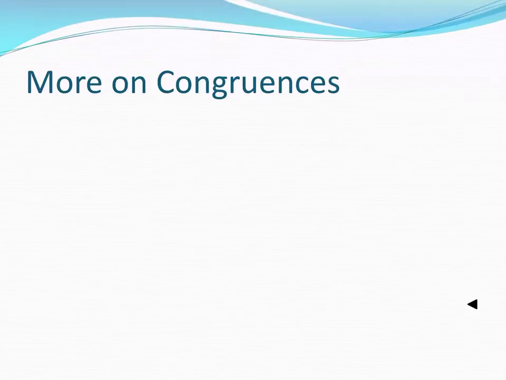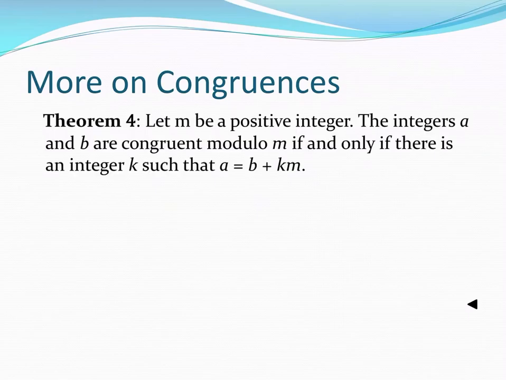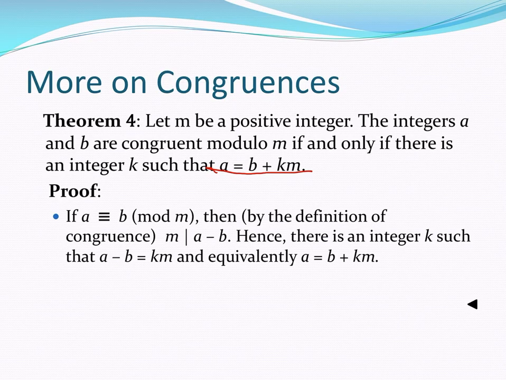We are in Rosen, Discrete Mathematics and its Applications, section 4.1. We are talking about Theorem 4, which states that if you have integers a and b, they are congruent modulo m if and only if there is an integer k such that a is equal to b plus k times m. All right, we'll use the definitions to prove this.